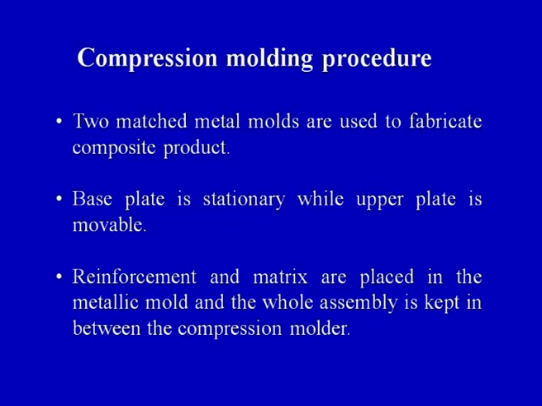So, the mold is made up of a metallic material, any type of metallic material can be used. The main properties are that it should be wear resistant, it should be dimensionally stable, and there can be other properties like it should have toughness, it should be hard, it should have good strength. So, there are a few mechanical properties which should be there in the material which we are going to use for making the mold half. But any good metal can be used, good metal in the sense which has good mechanical properties, as I have already discussed, that type of metal can be used for making the mold halves. So, two matched metal molds are used to fabricate the composite product.